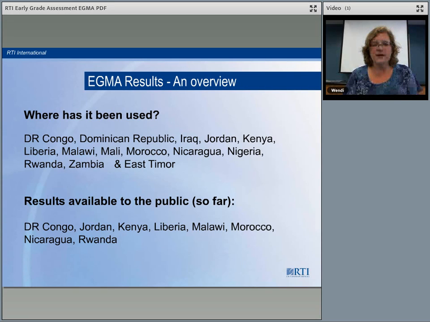So far the instrument has been in Dominican Republic, Iraq, Jordan. I have the list here. I probably don't need to read it, but 12 countries. And East Timor there, simply because that was not done by RTI, an independent. I think got some funding from the World Bank and worked with the Ministry of Education in East Timor to do an EGMA there. Other application that we have just not heard about because it is publicly available. So these are the countries other than East Timor RTI has done the applications in.